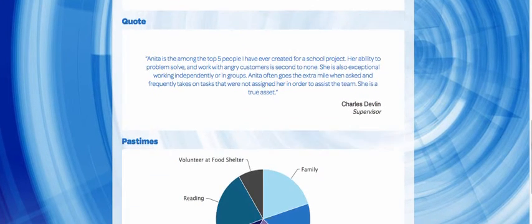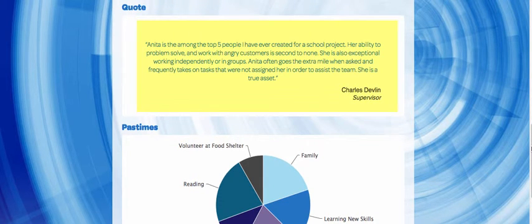Below job duties, we have a quote. Anita is among the top 5 people I have ever created for a school project. Her ability to problem solve and work with angry customers is second to none. She is also exceptional working independently or in groups. Anita often goes the extra mile when asked and frequently takes on tasks that were not assigned her in order to assist the team. She is a true asset. And that was written by Charles Devlin, her supervisor.